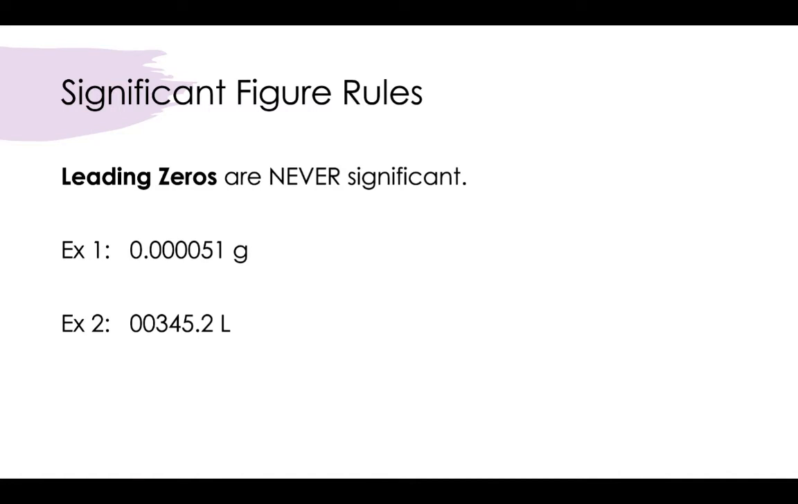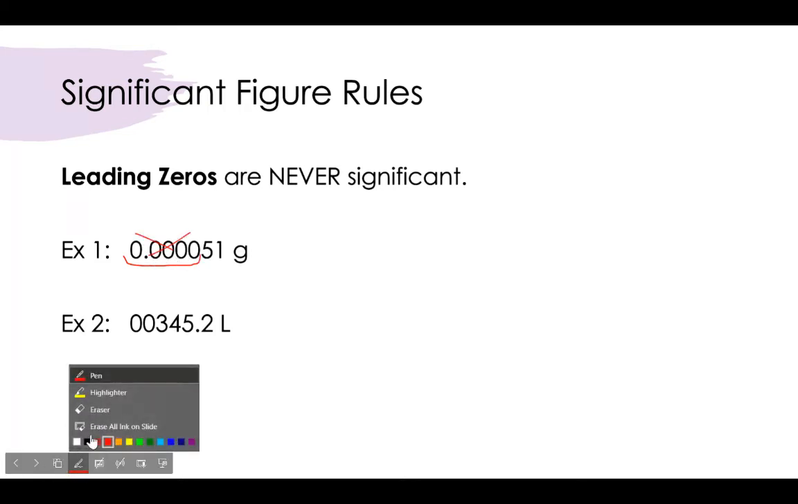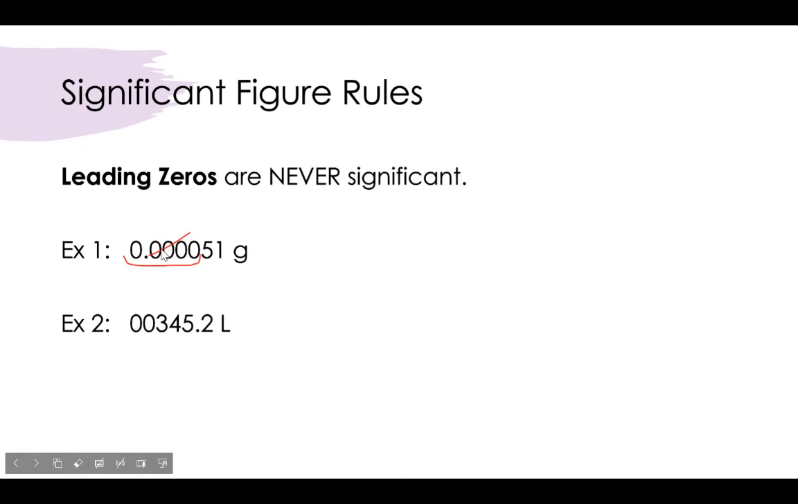If you have a leading zero, a zero that comes before the non-zero number, such as all of these zeros, they are never significant. So when we talk about significant figures and the precision of a number, we don't include them. So this would just have 2 significant figures. So 0.000051 grams has 2 significant figures, the 5 and the 1.